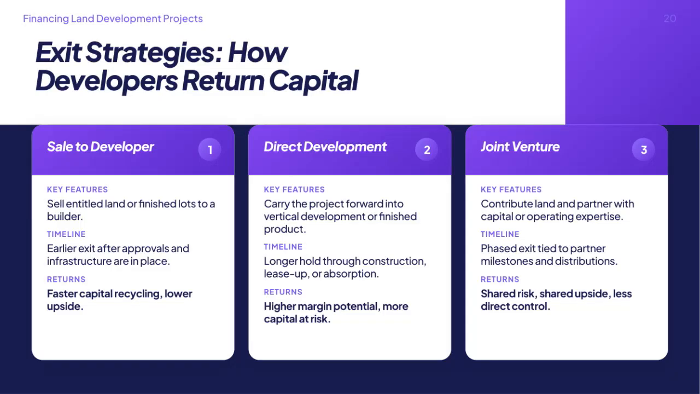Let's take a closer look at 3 common exit strategies developers use to return capital. First, selling to a developer involves selling entitled land or finished lots directly to a builder. The key advantage here is an earlier exit once approvals and infrastructure are in place, allowing for faster capital recycling, though the upside is generally lower.